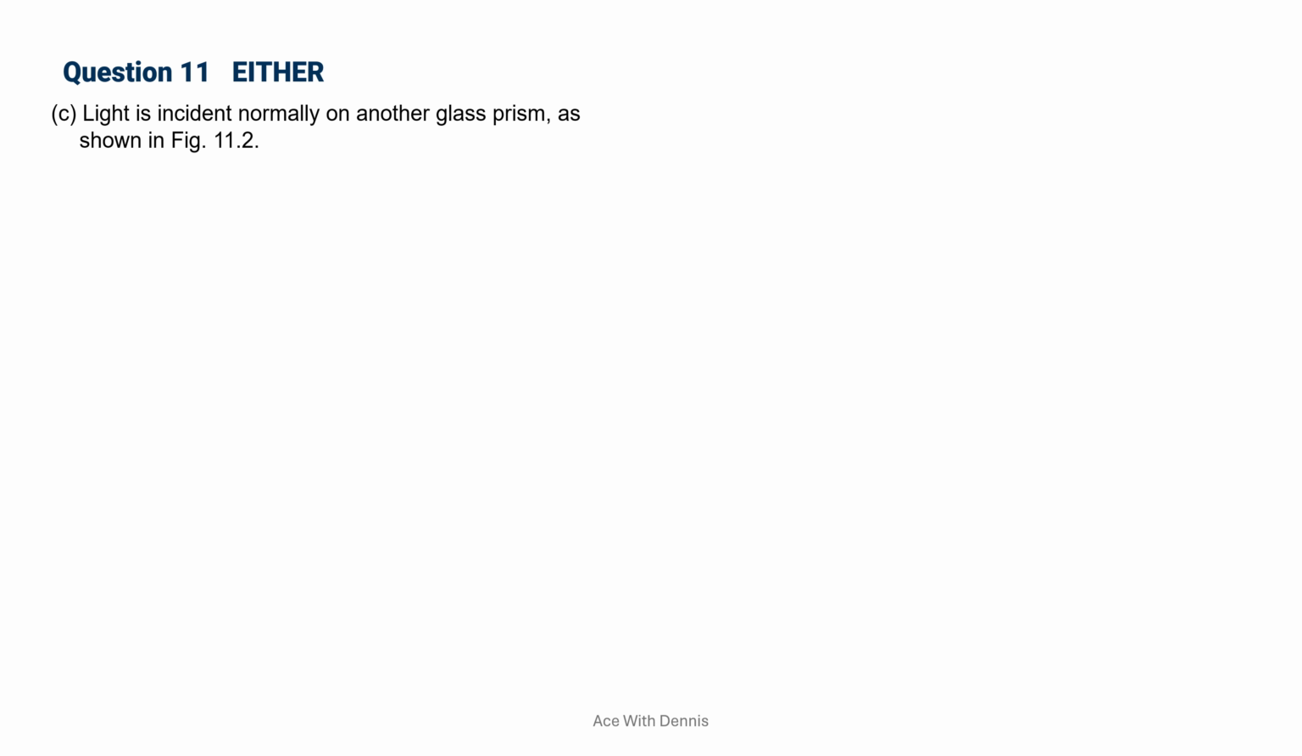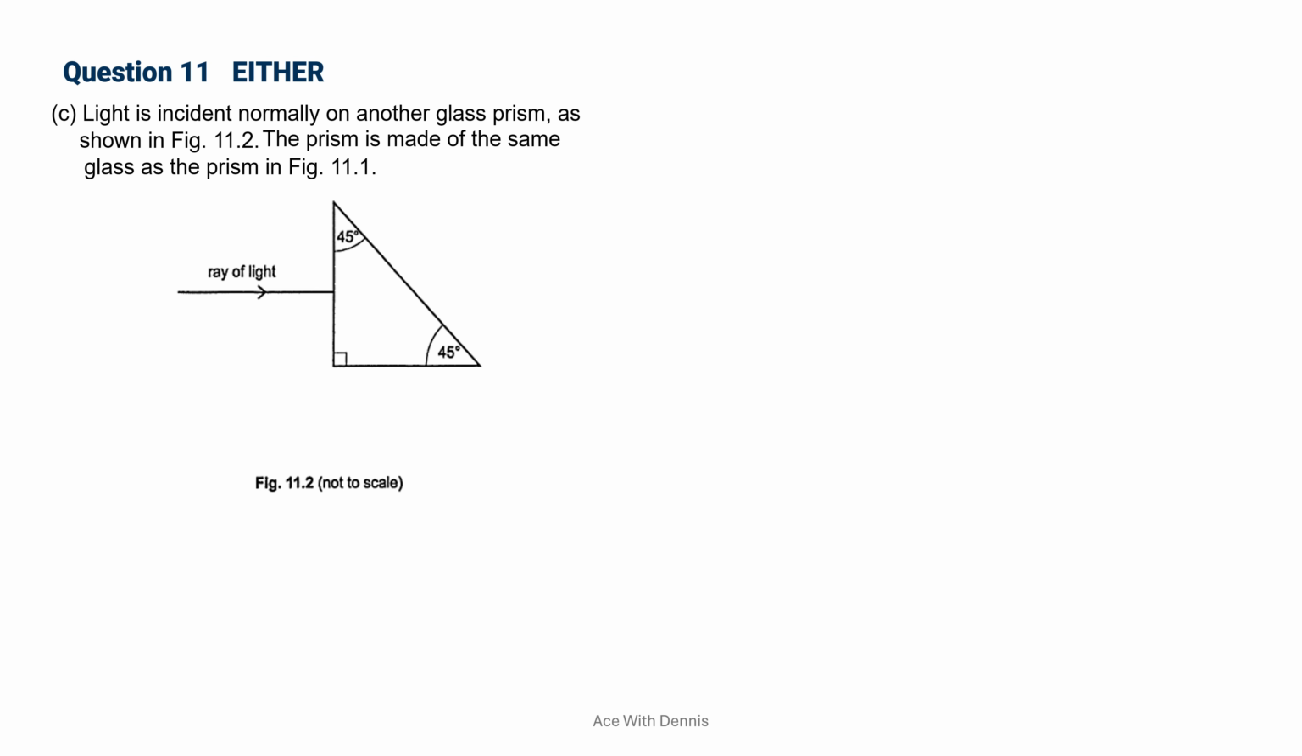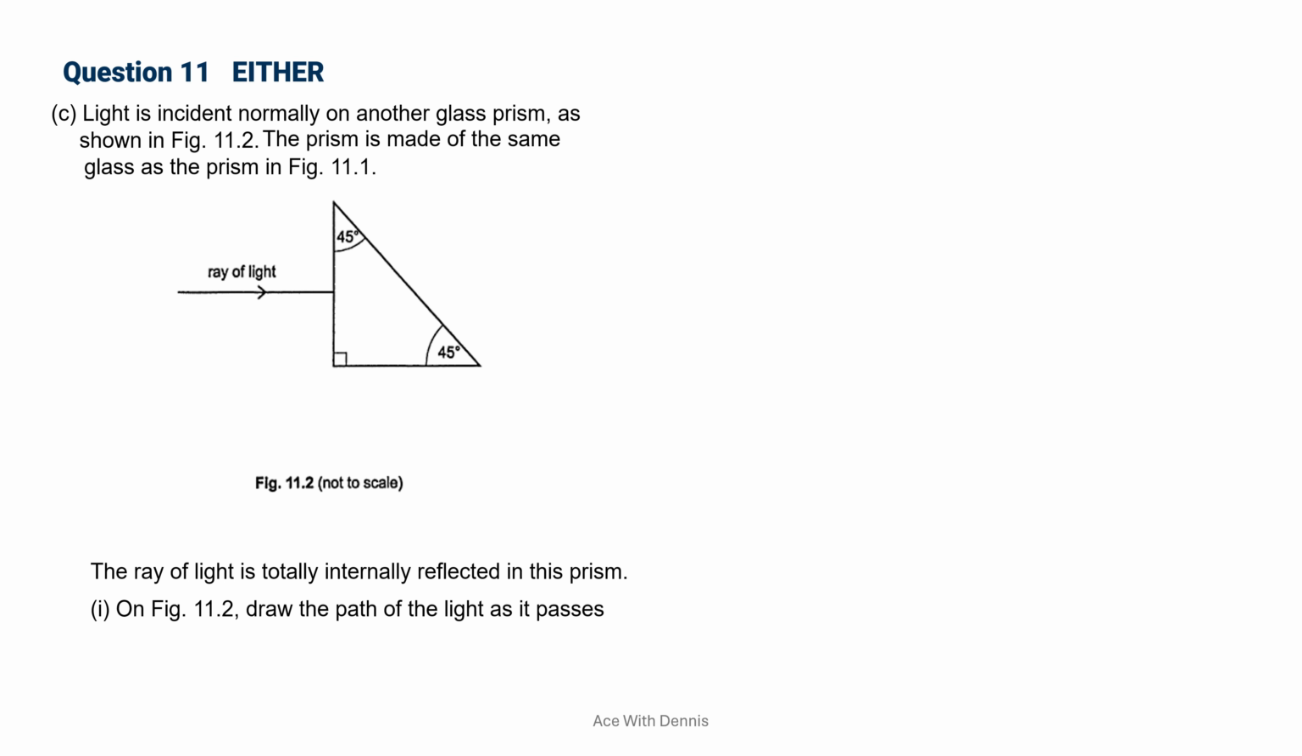C. Light is incident normally on another glass prism as shown in figure 11.2. The prism is made of the same glass as the prism in figure 11.1. The ray of light is totally internally reflected in this prism. Part 1. On figure 11.2, draw the path of the light as it passes through and emerges from the prism. 1 mark.